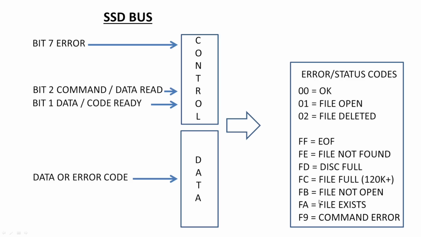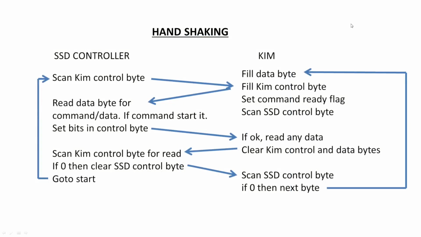And there's file not open, when you're trying to read data but you haven't actually opened the file yet, for whatever reason. And then if you're trying to save a file that already exists, you need to be told that no, you can't save under that file name, it's already there. And then this command error means it just didn't understand what you said. The command got garbled all the way through. Something's gone drastically wrong.